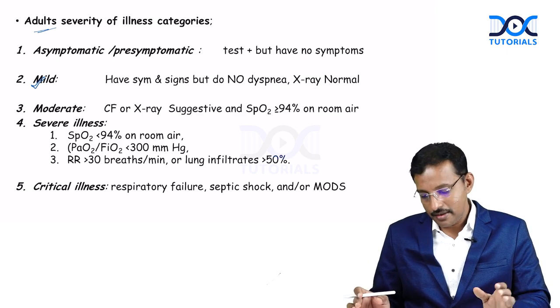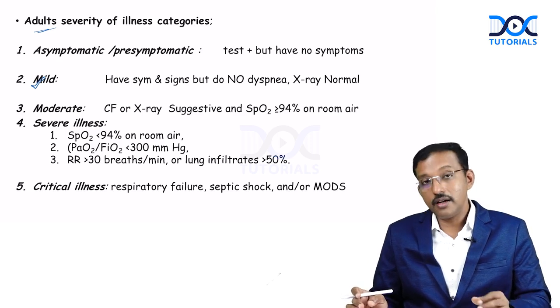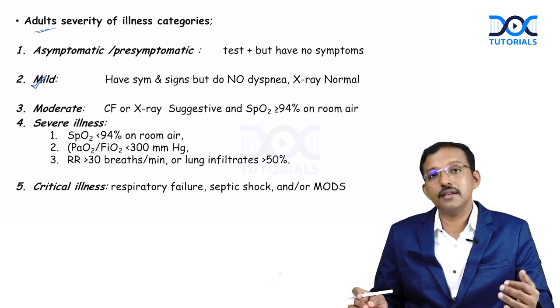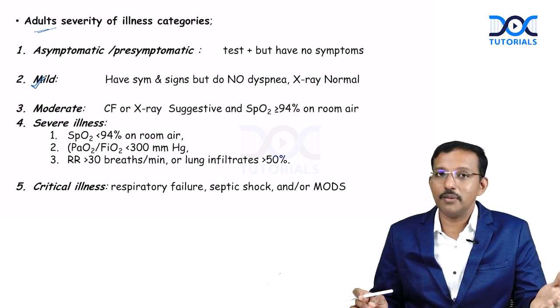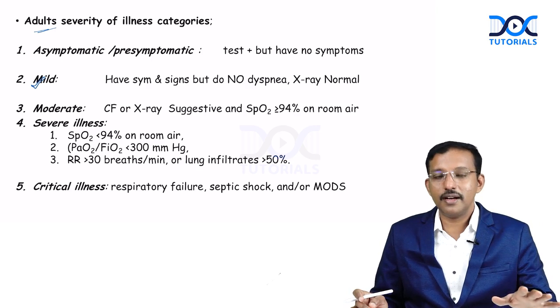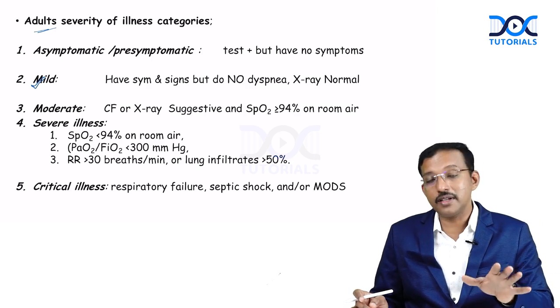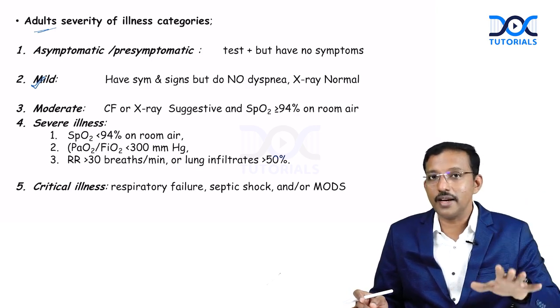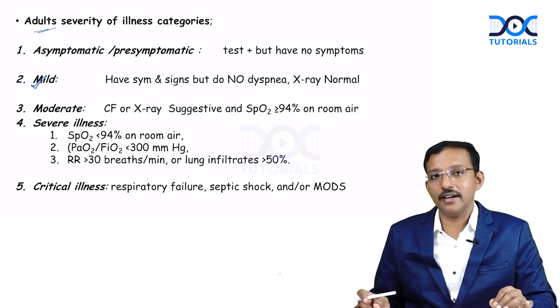Now in critical illness, the patient is definitely in respiratory failure, in shock. This is the situation of multi-organ dysfunction. Hemodynamics are affected, BP falls, and renal damage and other problems set in. This is how you grade COVID according to the current guidelines.